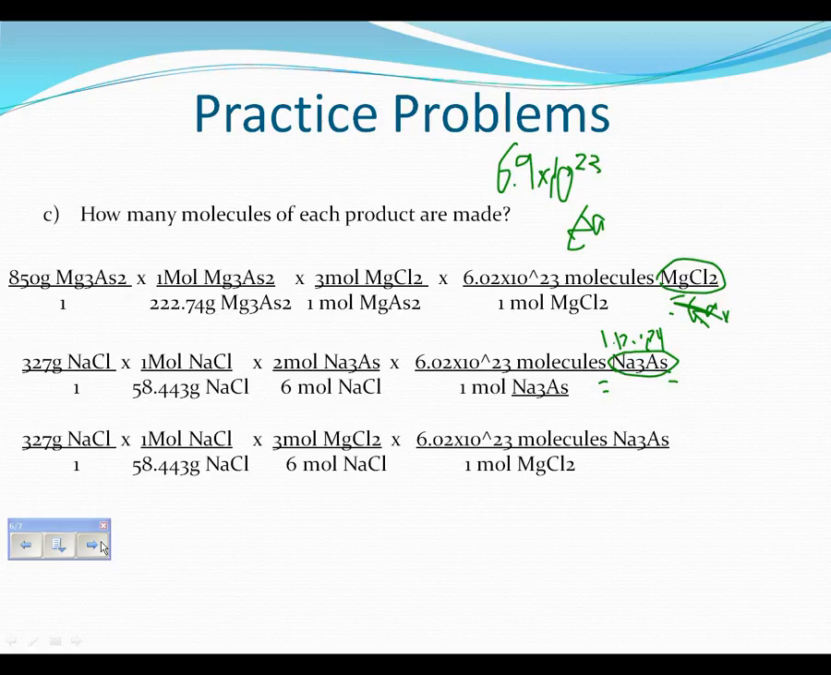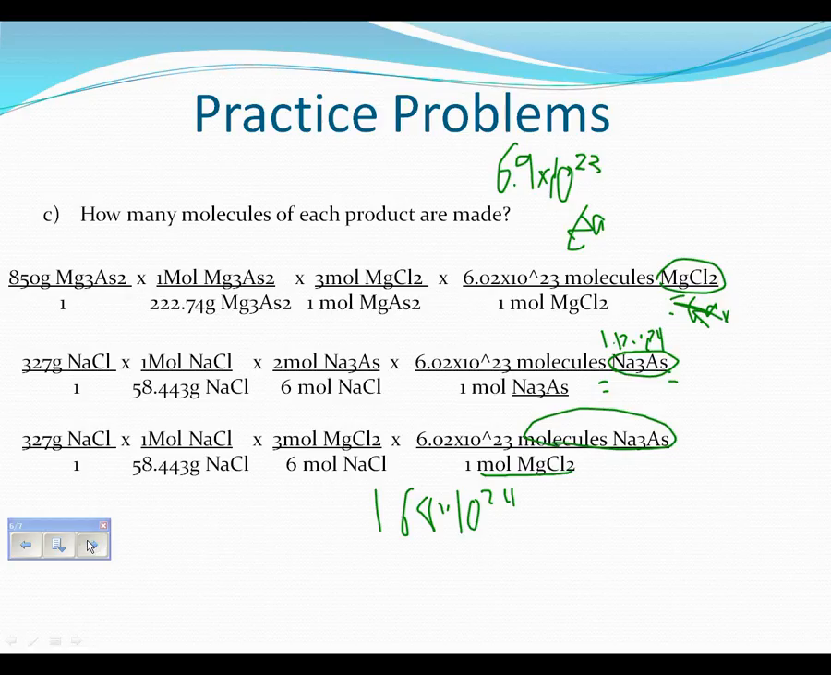So we'll do another unit multiplier, starting with 327 grams of sodium chloride and go to the other product. Note that this can be done with either reactant. So for this unit multiplier, we get 1.68 times 10 to the 24th molecules of Na3As. And so that is a lower number than our 6.9 times 10 to the 24th.